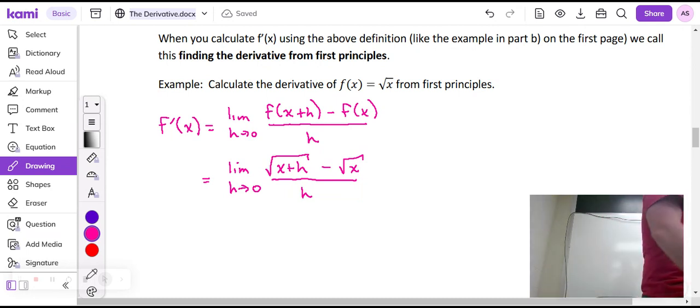When you're doing practice, I would probably suggest writing the definition out, at least for a while. But eventually, you can just start plugging in. Again, I'm not your dad. It's your practice. You do what you want.